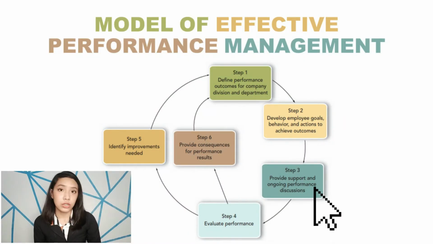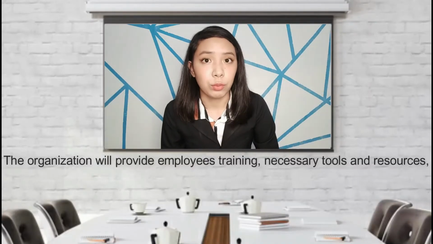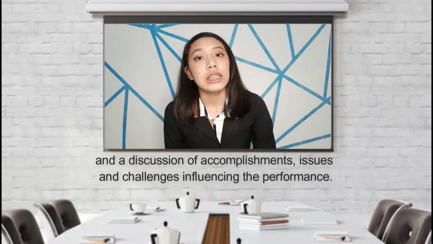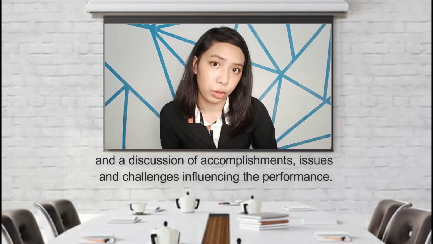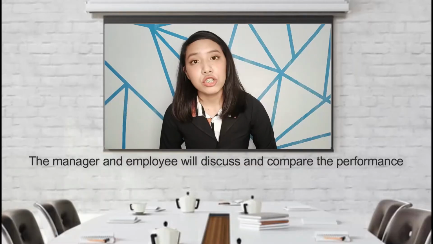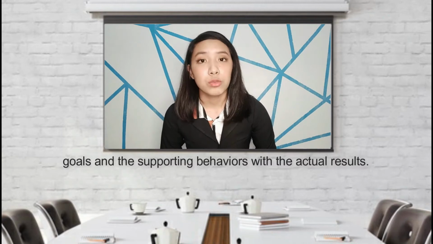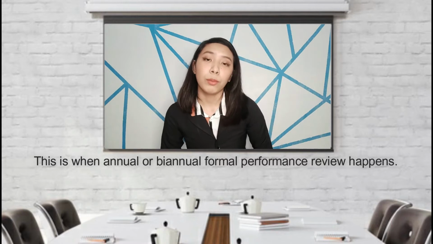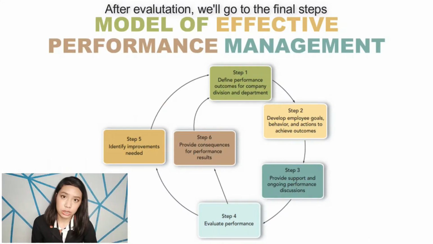Third step, providing support and ongoing performance discussions. The organization will provide employees training, necessary tools and resources, and a discussion of accomplishments, issues, and challenges influencing the performance. Fourth step, evaluate performance. The manager and employee will discuss and compare the performance goals and the supporting behaviors with the actual results. This is when the annual and biannual formal performance review happens. After evaluation, we'll go to the final steps.